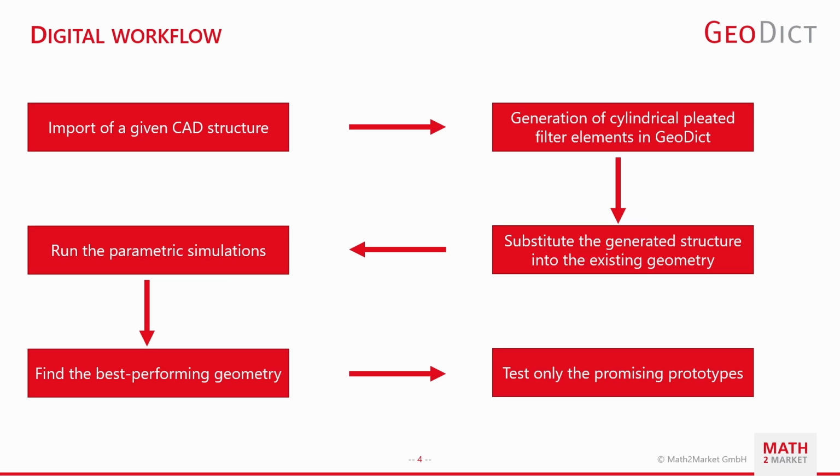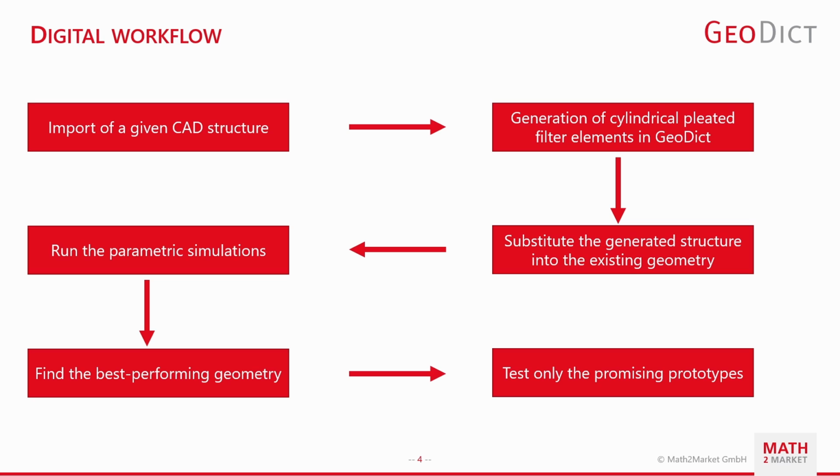The diagram shown here highlights the individual steps of the workflow to optimize an existing filter element. It starts with the import of the CAD structure into GeoDict. Using PleatGeo, it is possible to generate cylindrical pleat structures with given input parameters to fit in the original CAD filter. With this feature, several structures can be saved by varying parameters such as pleat count, pleat height, or several porous layers.